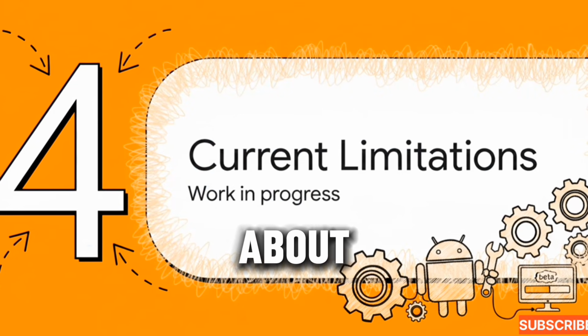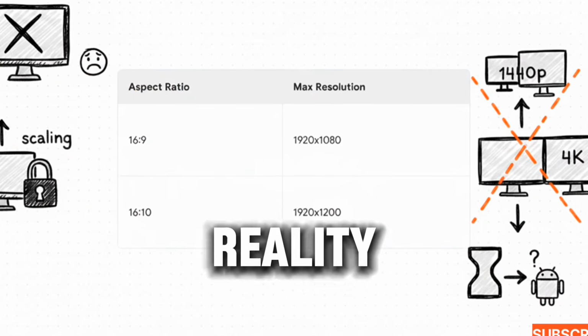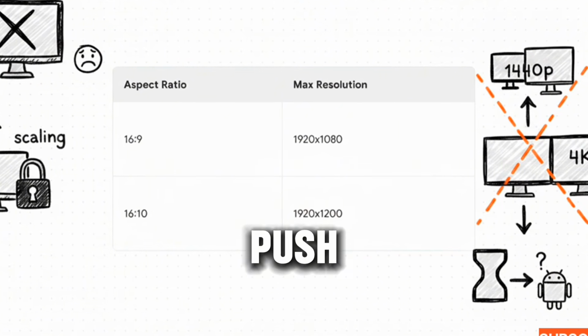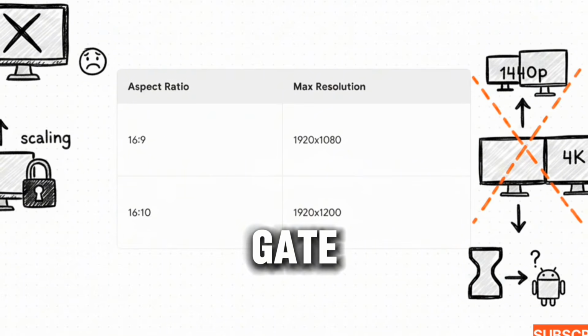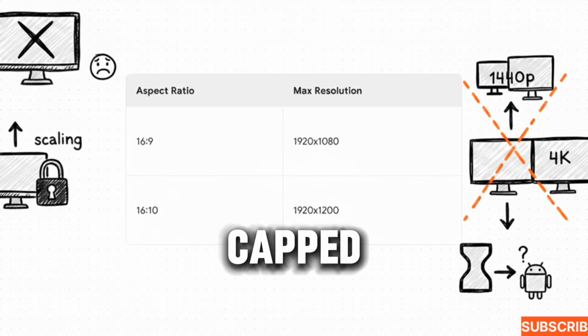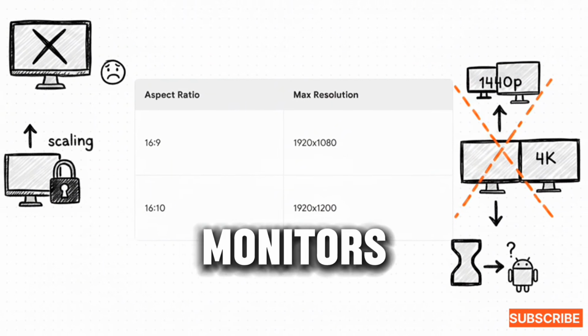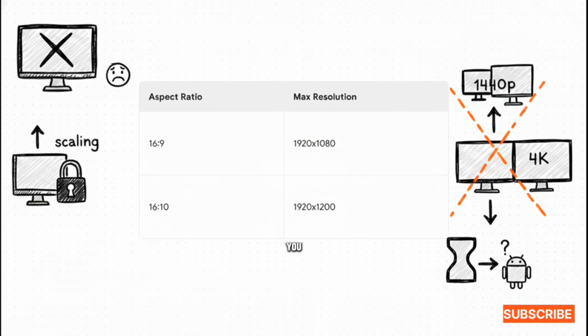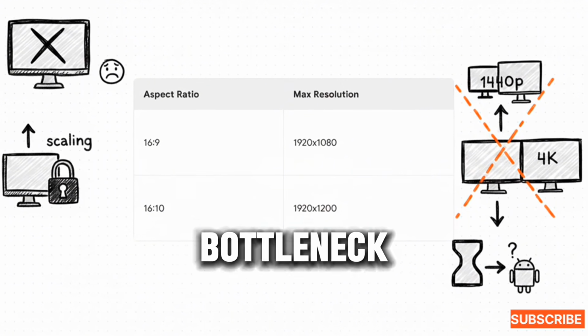All right, let's talk about Section 4, current limitations to consider. Time for a quick reality check, guys. If you are hoping to push crystal clear 4K or even 1440p natively right out of the gate, well, brace for a little disappointment. Right now, the resolution is hard-capped. Your standard 16:9 monitors max out at 1080p, and 16:10 monitors get capped at 1200p. You can scale the UI up, sure, but that raw pixel output is definitely a major bottleneck for now.